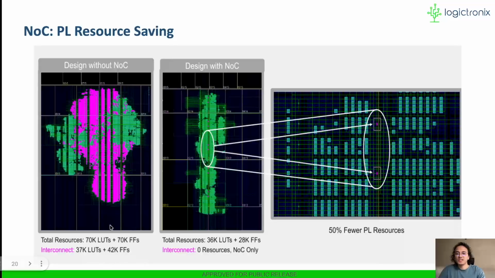So in one of the designs, the total resource utilization was 70,000 LUTs and 70,000 flip-flops, out of which 37,000 LUTs and 42,000 flip-flops were used for the interconnect, which is shown through the pink color coding. And by moving this interconnection and routing the data through the NOC, we are able to conserve 50% of the PL resources, which is a huge boost in the ADAS application.